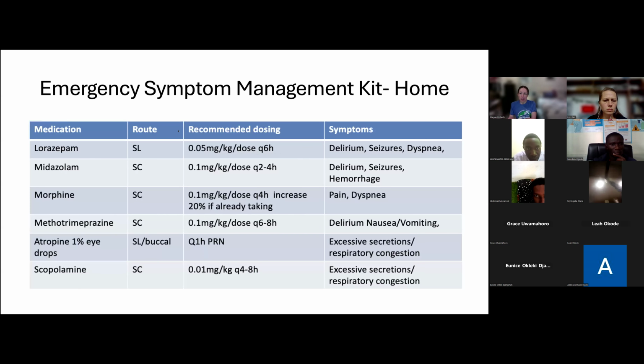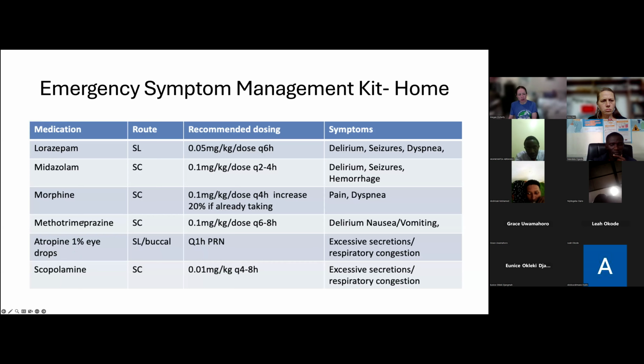If the patient wants to go home, we would send them home with some medications, okay? Because if they call you once they're home and they have nothing, it's very distressing. So we send with lorazepam or midazolam, one or the other, which we can use to treat delirium, seizures, dyspnea, hemorrhage. We send with morphine for pain and dyspnea.